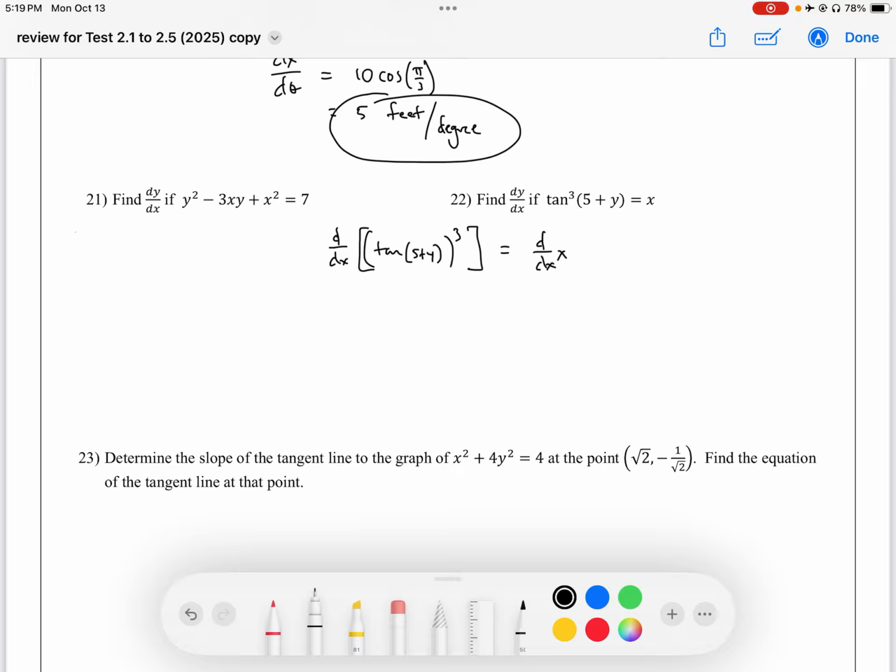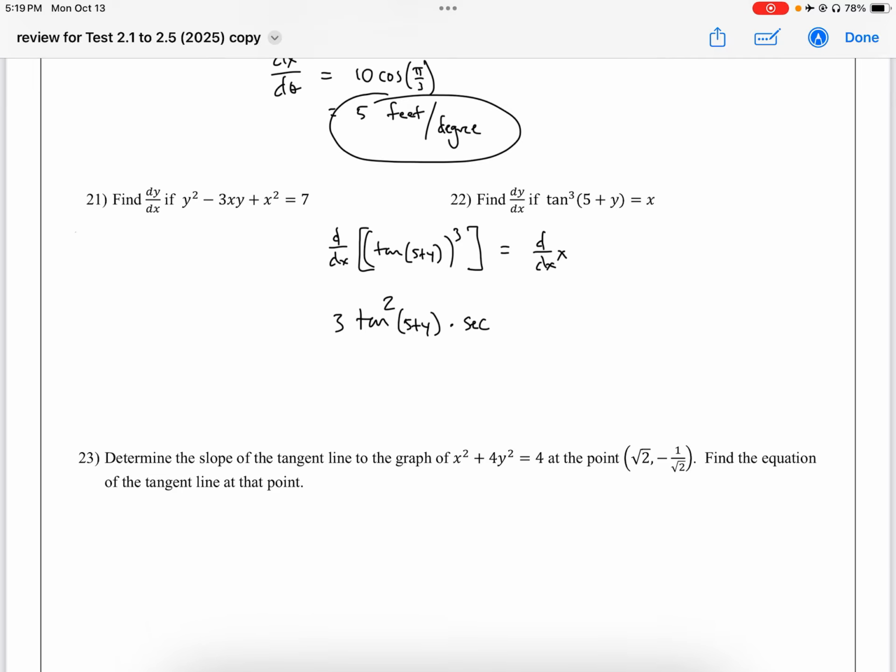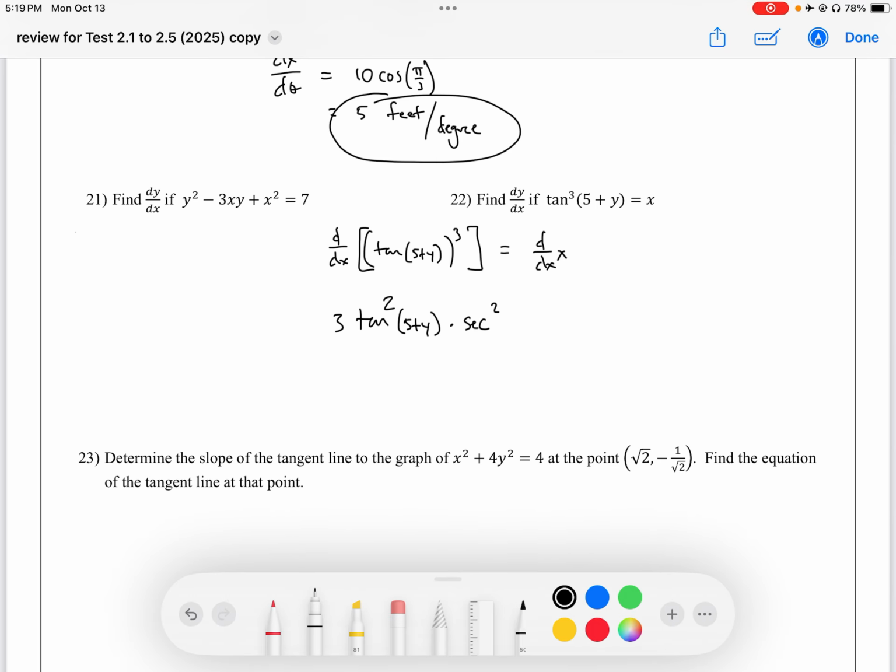So let's take the derivative of that and get 3 tangent of (5 plus y) all squared, times the derivative of tangent, which is secant squared of (5 plus y), times the derivative of 5 plus y, which is 0 plus dy/dx. And that equals 1. Instead of writing 0 plus dy/dx, I'm just going to write dy/dx. I just wanted you to make sure that I am taking the derivative of 5. It just happens to be 0 because it's not changing as x changes.